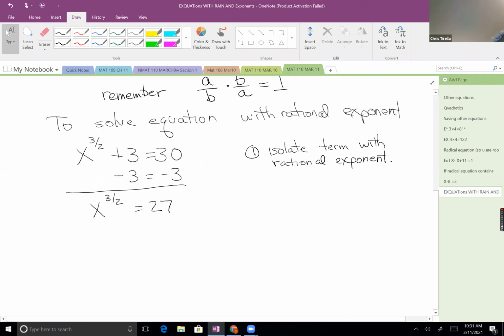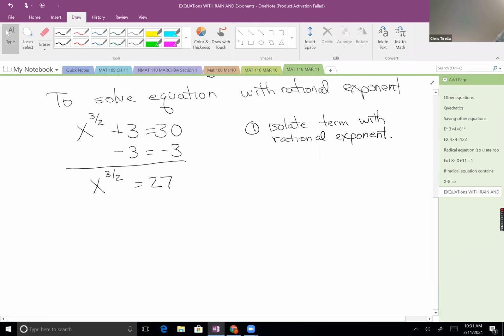Now, when I am done, I want to say that x is equal to some single quantity. And in order to get that x alone, x to the first, this is where I need that idea of reciprocals and raising a power to a power. What I'm going to do is raise both sides, because what I do to one side of an equation, I have to do to the other, to the reciprocal power.